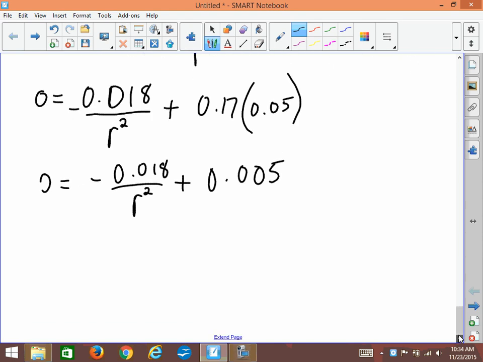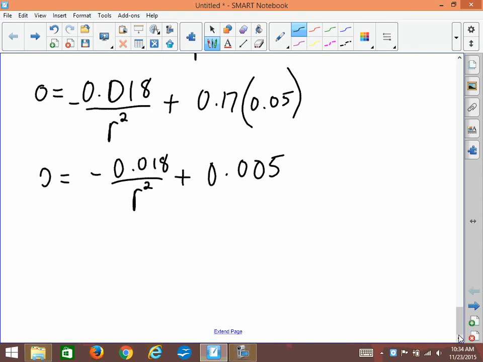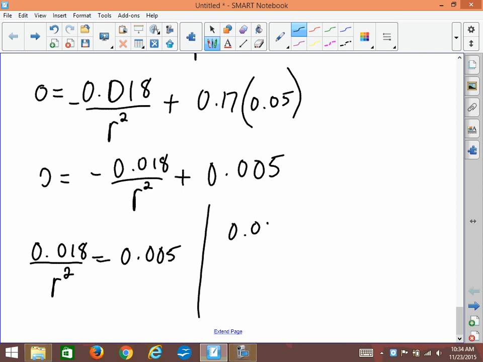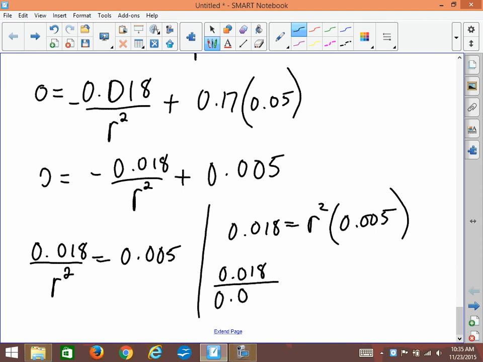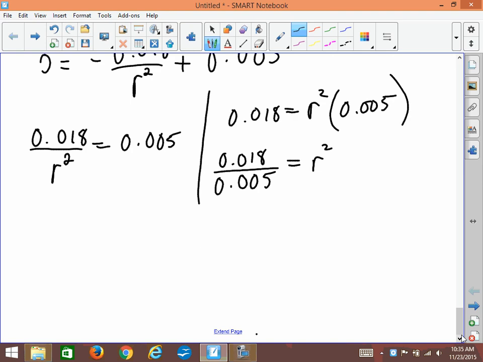And then we want to move one of these to the other side. Let's move this one so that it becomes a positive number over r squared. And then we multiply the r squared over to the other side, so r squared multiplied by 0.005, and then we have to divide, so it would be 0.018 divided by 0.005 equals r squared. So we do the division and take a square root, and I think we're on the right track.